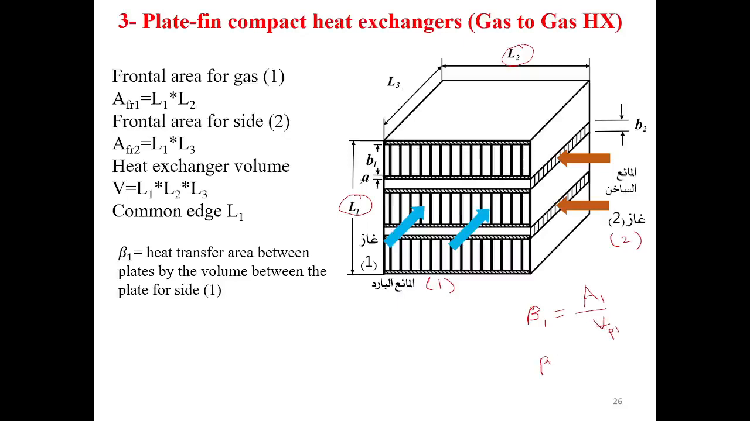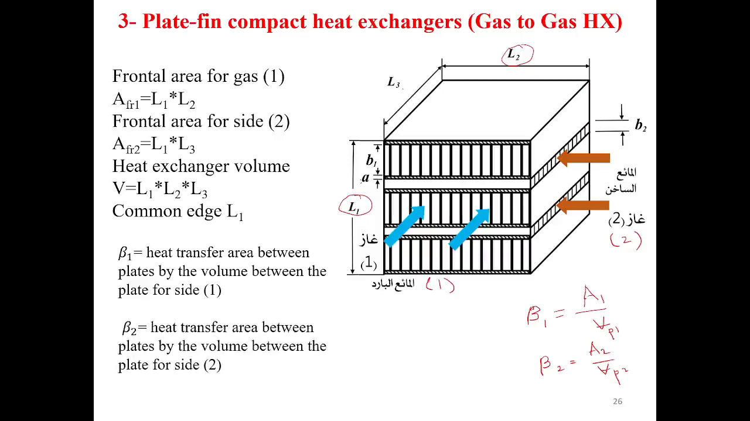The same thing for beta 2 is going to be the heat transfer area between the plates and the volume between the plates. This is a very important parameter that we are going to use in the calculation of plate fin compact heat exchangers, and it is listed in the geometry for these surfaces. A, as we said before, is the plate thickness. B1 is the plate spacing for side 1, and B2 is the plate spacing for side 2.